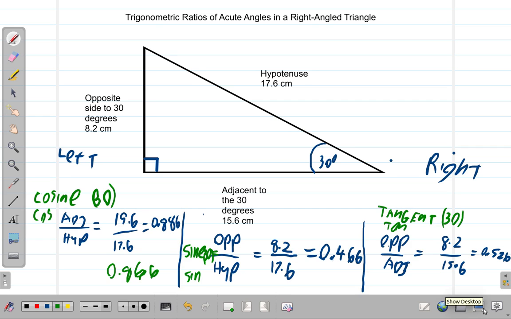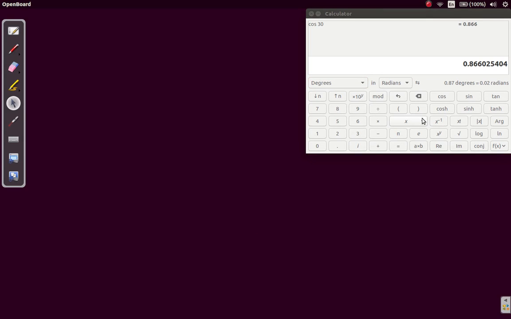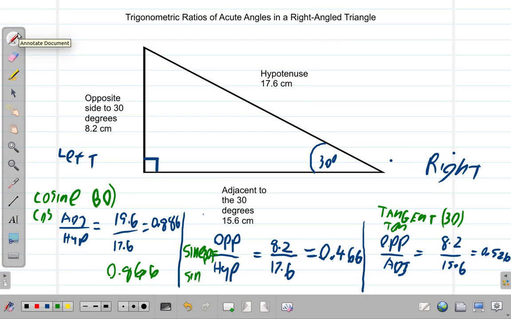Well, let's find the sine of 30. Let me clear my calculator first. The sine of 30 degrees equals 0.5. So we got the sine of 30 as 0.5, kind of close to 0.466. We would get 0.5 to one decimal place anyway.